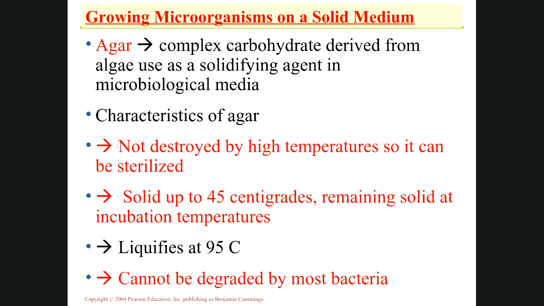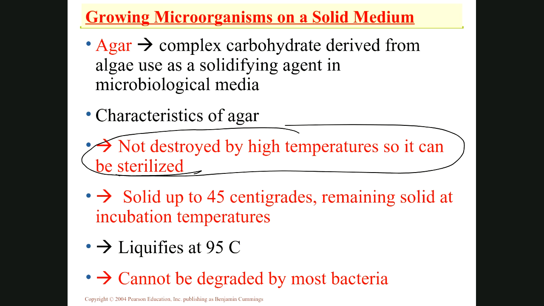Okay, agar, we talked about it in lab, is the substance that is used to make a medium solid. It's similar to gelatin, but it has some important differences. First of all, it cannot be destroyed by high temperatures. So we can sterilize it, and after running through the autoclave, it can still work. It stays solid at higher temperatures, 45 degrees centigrade, and actually higher than that, usually 50, 55 degrees centigrade, it remains somewhat solid. Gelatin becomes liquid at 37 degrees centigrade.